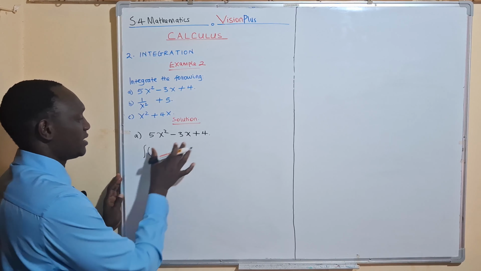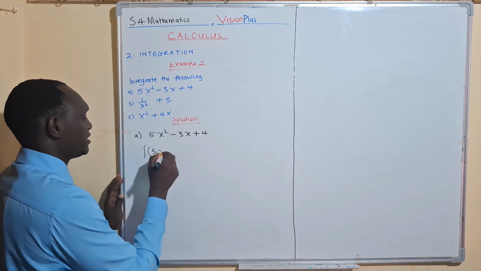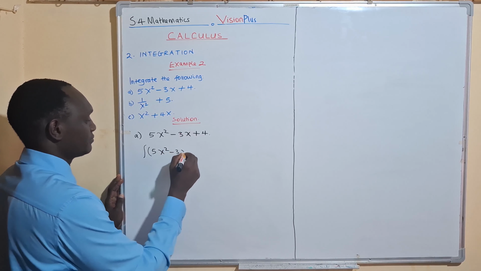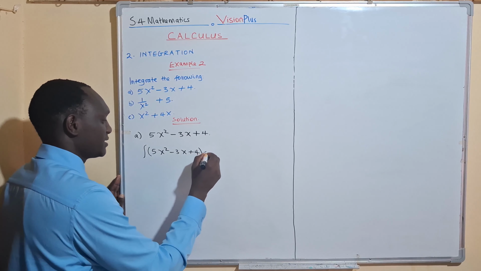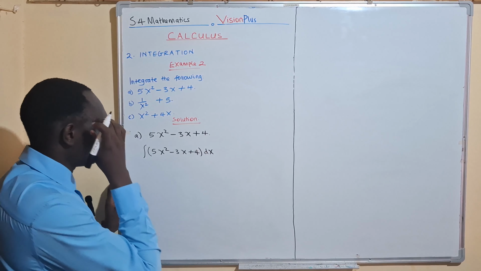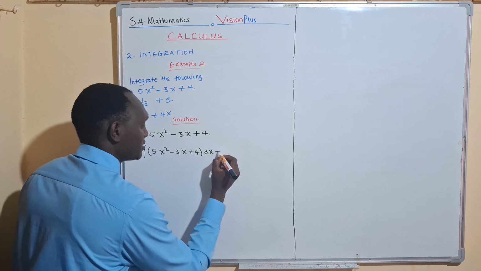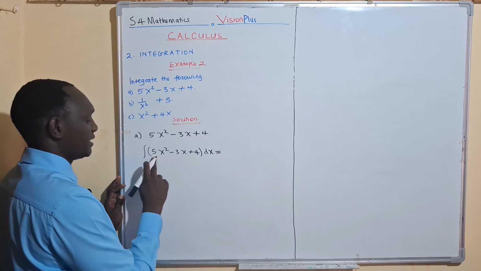Open a bracket when there are many terms. You put them in a bracket. And then you just write that function. We are integrating with respect to x. So we shall say integral with respect to x. Now it becomes you integrate term at a time.